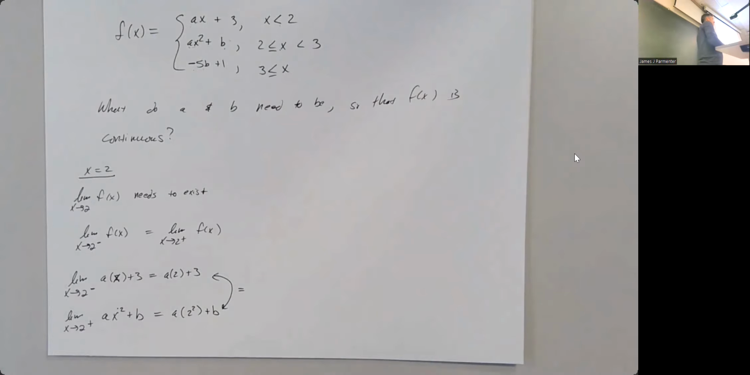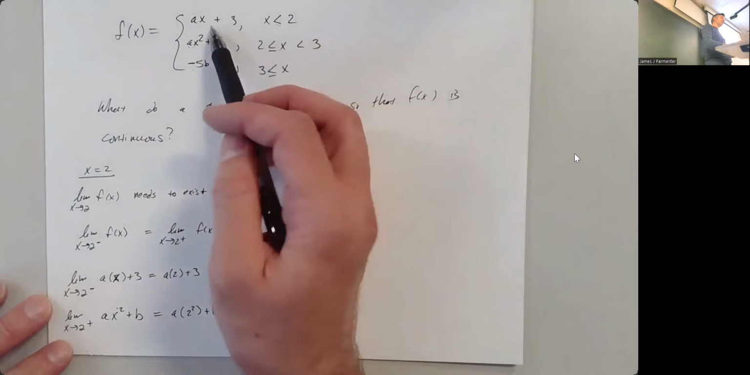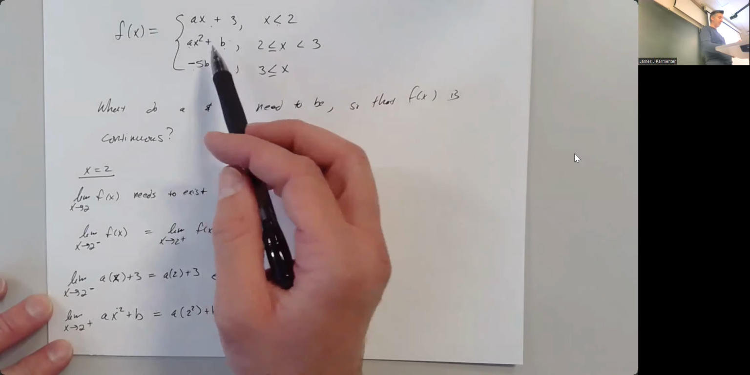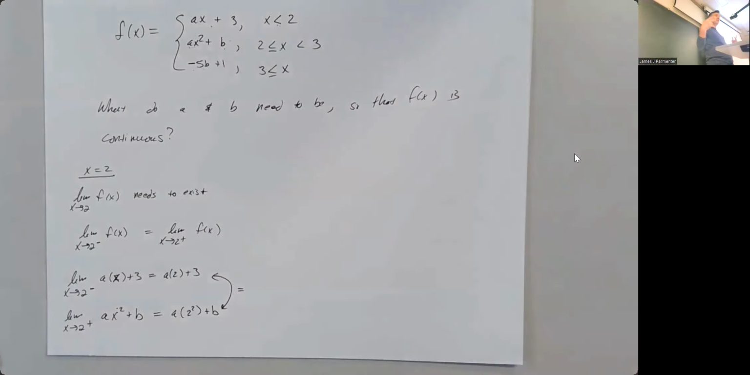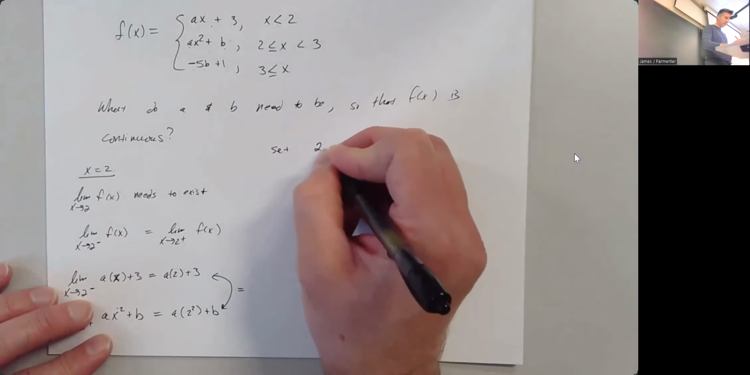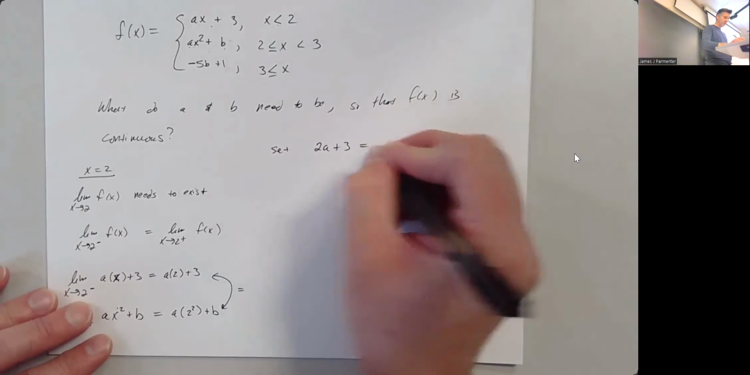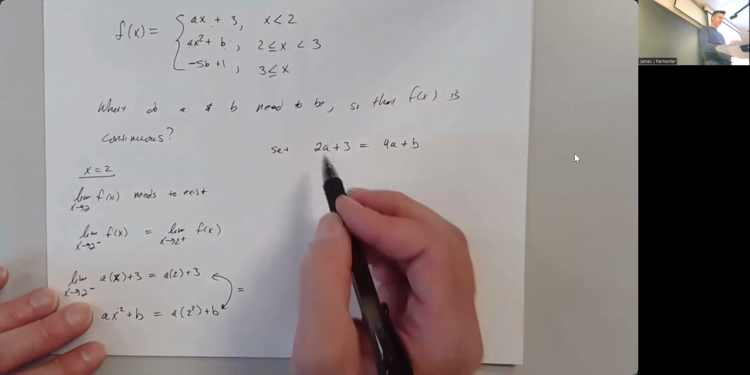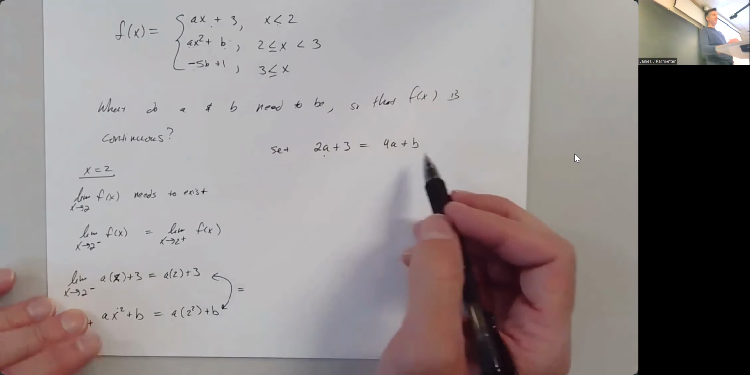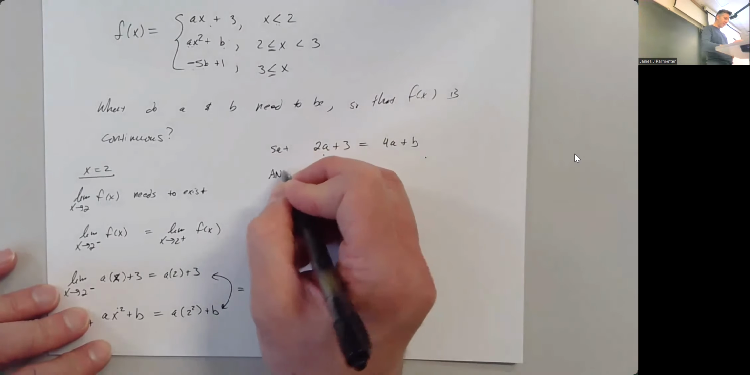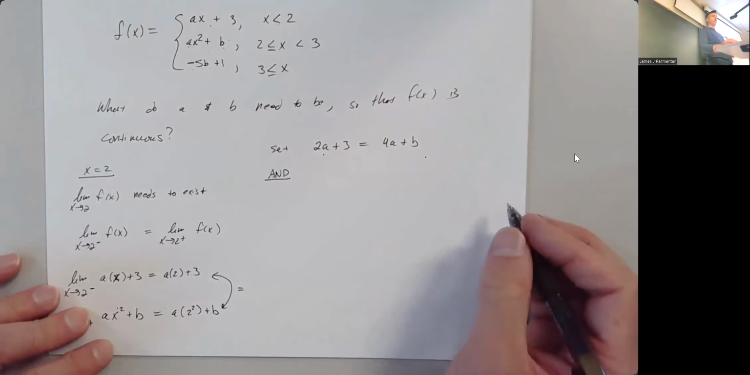The way people usually do this instead is they say, oh, well, I know if I approach 2 from the left, I'm just going to plug in 2 for x. And I know if I approach 2 from the right, I'm just going to plug in 2 for x. And so if I plug in 2 here and 2 here, I know those need to equal each other. So I can just set 2 times a plus 3 equal to 4 times a plus b. That's the limit as x approaches 2 from the left. That's the limit as x approaches 2 from the right. In a similar way, we can say the same thing about the limit as x approaches 3.